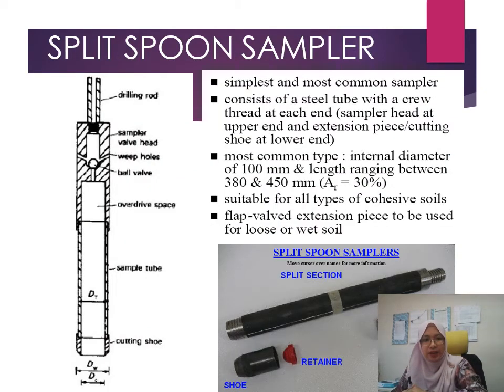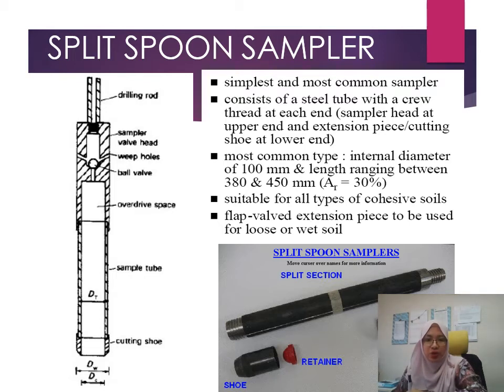Okay, so the first sampler is the split spoon sampler. This is the most common type of sampler, and it is used together with the standard penetration test. From the standard penetration test, we can obtain the number of blows, or the N value, to correlate the allowable bearing capacity of the soil, and we can also take a sample during that procedure using the split spoon sampler.